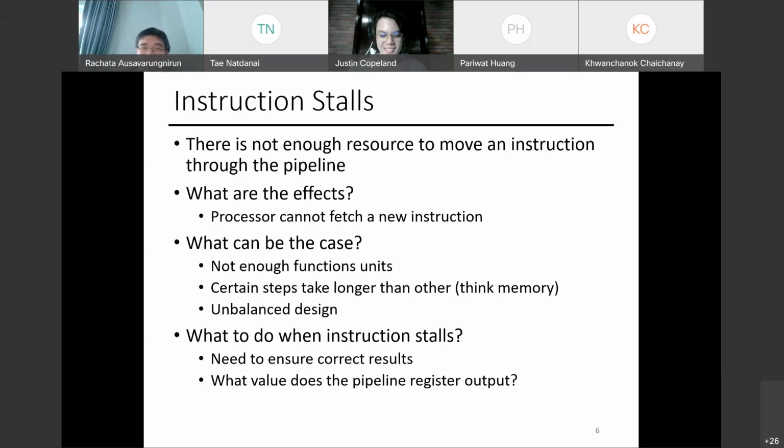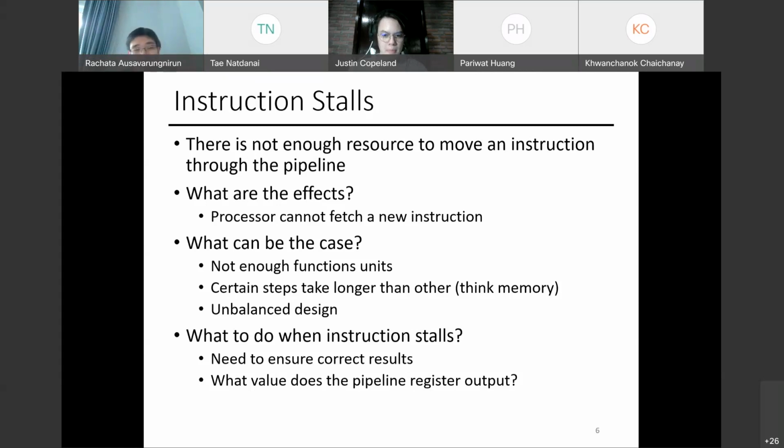So what do we do when instructions stall? First of all, when you stall, you need to ensure correct results, right? And you want to make sure you code the correct value of what should go on to each of this pipeline register.